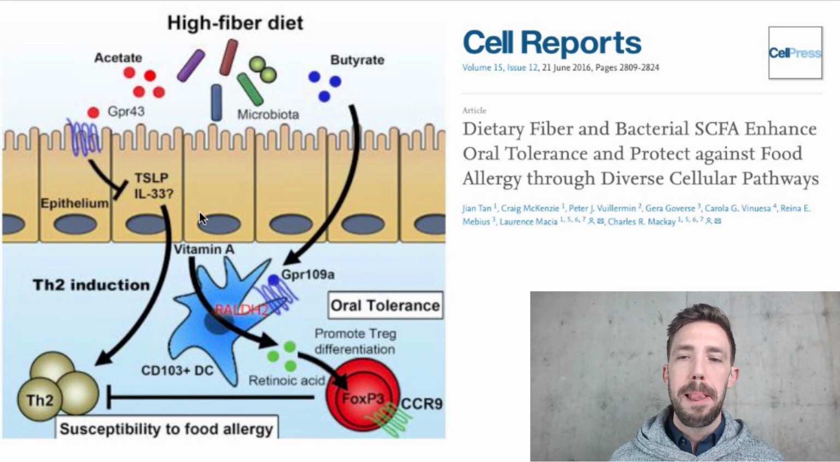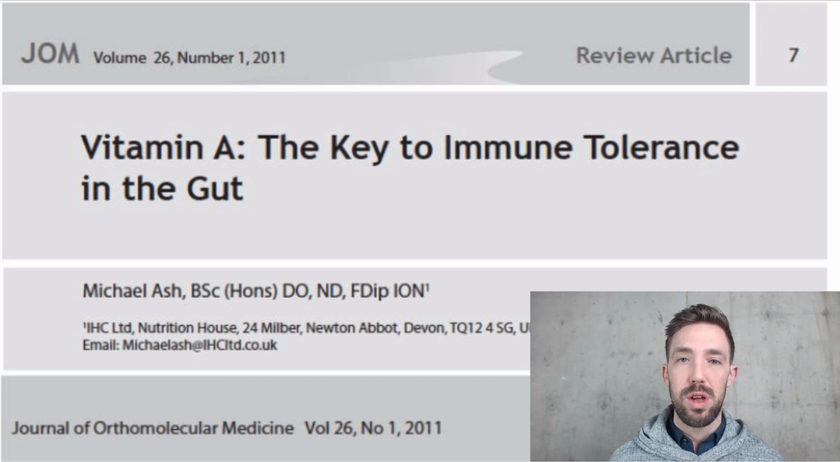And then one last one. This is from the journal Cell Reports, and it says dietary fiber and bacterial short-chain fatty acids enhance oral tolerance and protect against food allergy through diverse cellular pathways. So these short-chain fatty acids like butyrate and acetate, they come in here along with vitamin A, and they promote these Tregs, and the Tregs promote tolerance. The regulatory T cells promote tolerance, versus if you don't get those, it's going to lead to this susceptibility to a food allergy or a food sensitivity. So the short chain fatty acids are really important there.